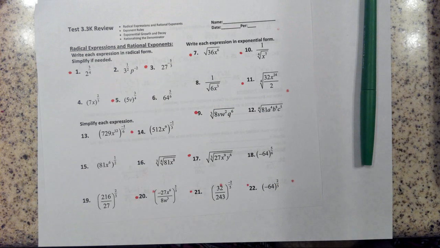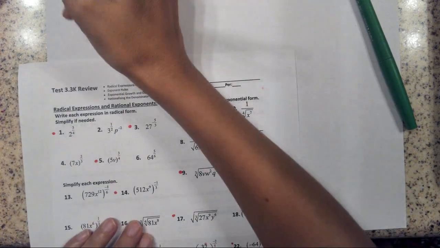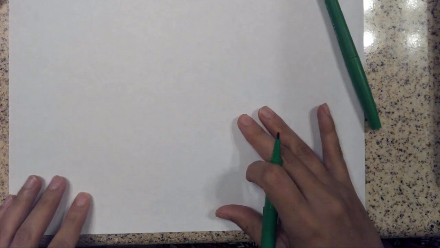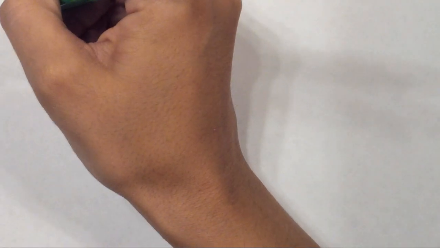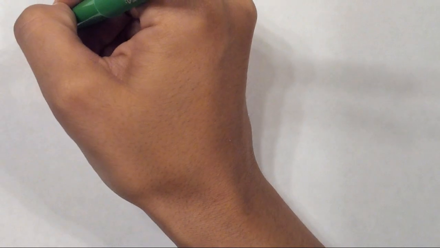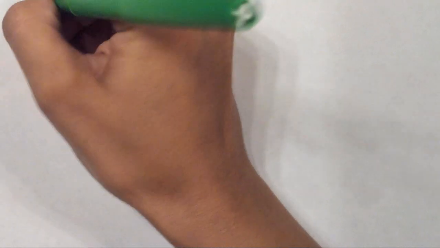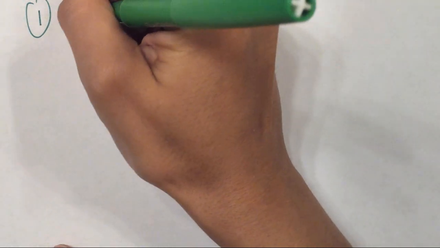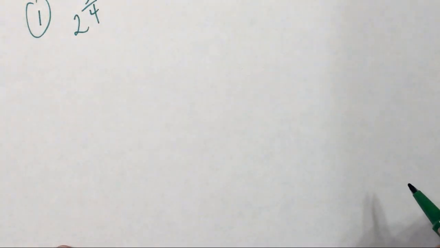So I picked a couple that I'm going to work with you guys today. The first one is number 1. Let me make sure my camera is zoomed in. Alright, so let's do number 1. We have 2 to the 3/4 power. It says write each expression in radical form, simplify if needed.